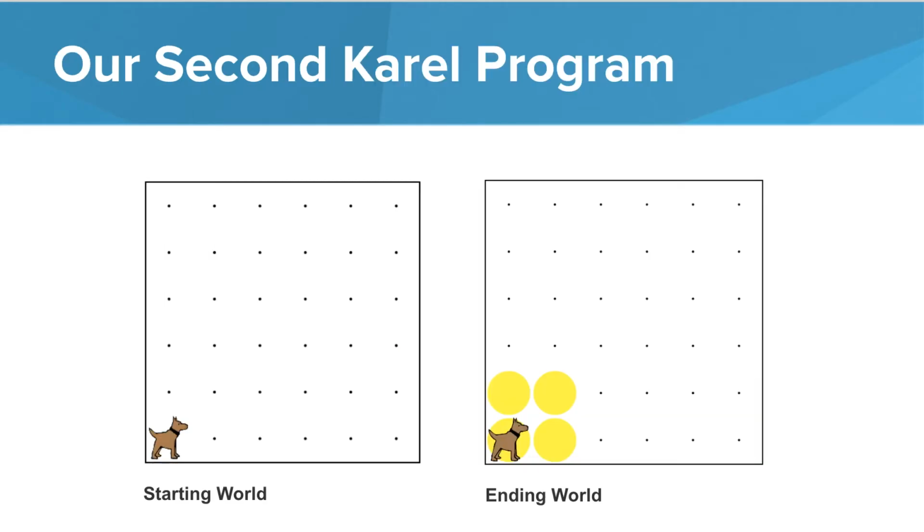With that, we will go and write our second Karel program. With this program, we will start with the world on the left and then place 4 tennis balls in a square and end in the world on the right. So let's see this in the editor.